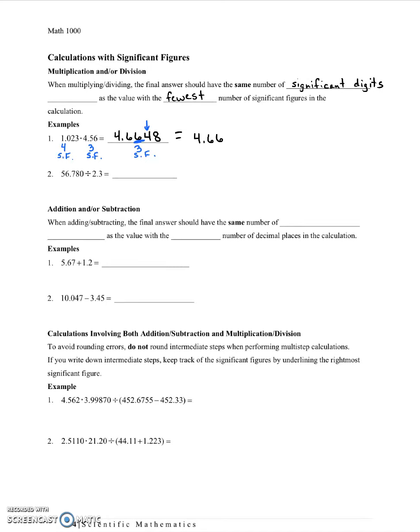Okay, you guys try the next one on your own. Pause the video, and then you can restart and see if you're correct. So, 56.780 has 5 significant figures. 2.3 has 2 significant figures. So our answer should have 2 significant figures.